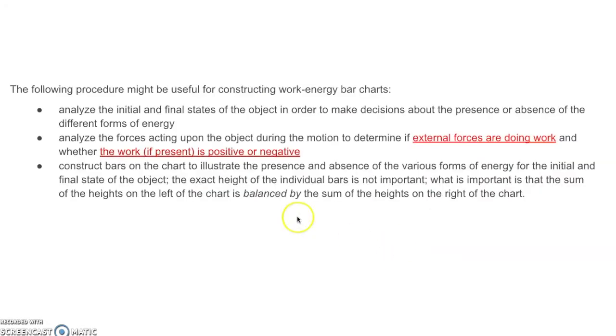So when we make work energy bar charts, one, initial and final states need to be analyzed so we can know the presence or absence of different forms of energy. We have to analyze the forces acting upon the object to determine if there are external forces and whether the work is positive or negative. And then we construct bars in the chart to illustrate the presence and absence of the various forms of energy. The exact height is not important. What is important is that the sum of the heights on the left is balanced by the sum of the heights on the right. And we'll show you some examples. So that's how you make bar charts.